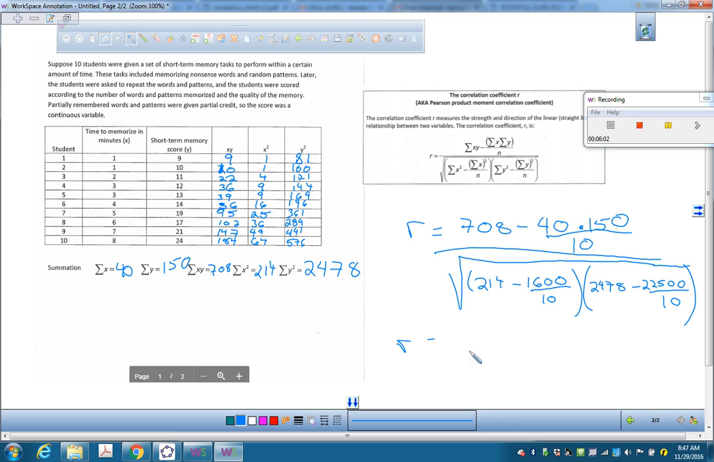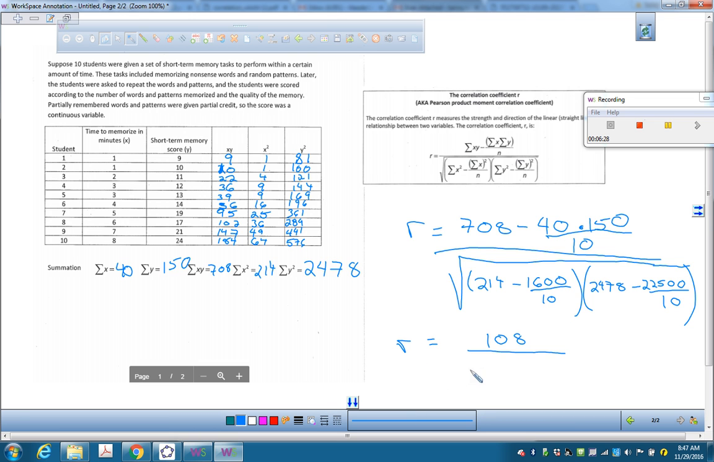On the top, I'm going to get 708. What's 40 divided by 10? 4. What's 4 times 150? 600, right? What's 708 minus 600? 108. So on the top, you just have plain old 108. You understand what I just did there? Okay? On the top, I have plain old 108.